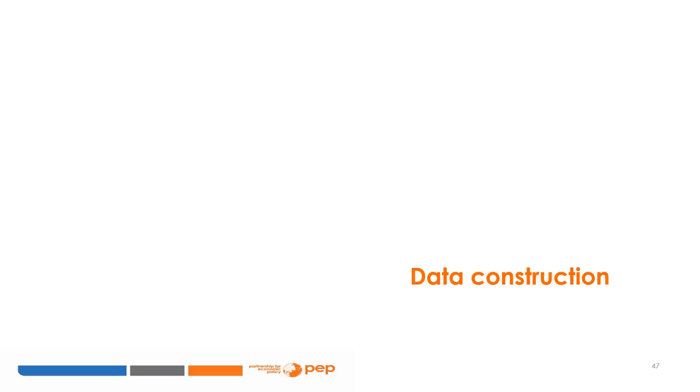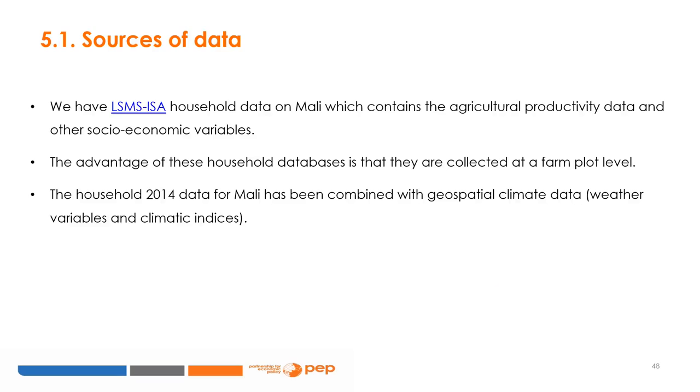Now, let's look at how we can build data for assessing the impacts of climate change on gender agricultural productivity. We have LSMS-ISA household data for Mali, which includes agricultural productivity data and other socio-economic variables. The advantage of these household databases is that they are collected at a farm plot level. The 2014 household data for Mali has been combined with geospatial climate data, including weather variables and climatic indices.